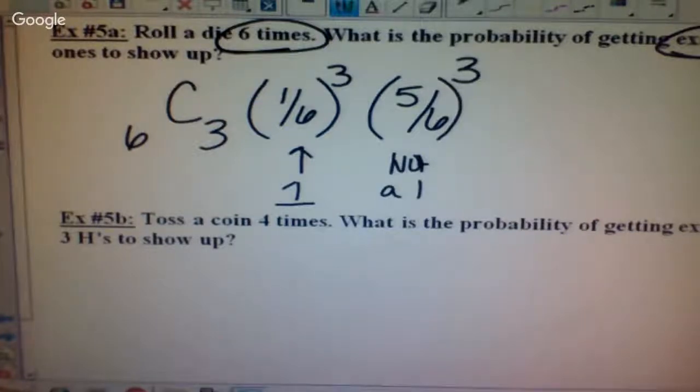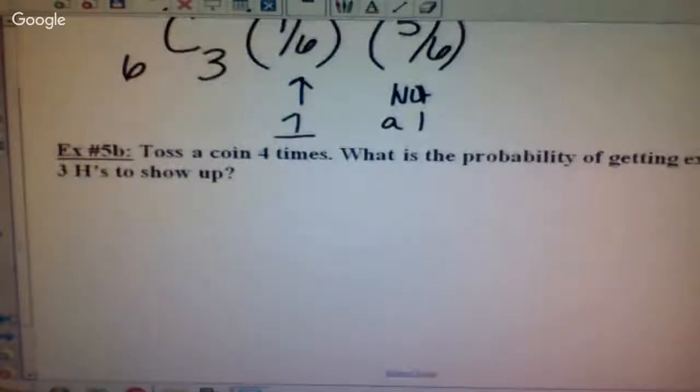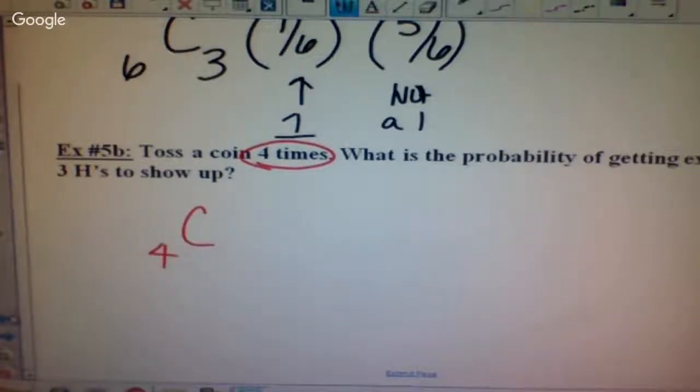Take a look at 5B. You're tossing a coin 4 times. What is the probability of getting exactly 3 H's to show up? 4C3. I'm going 4 times, so 4C. I want exactly 3, so that's 4C3.